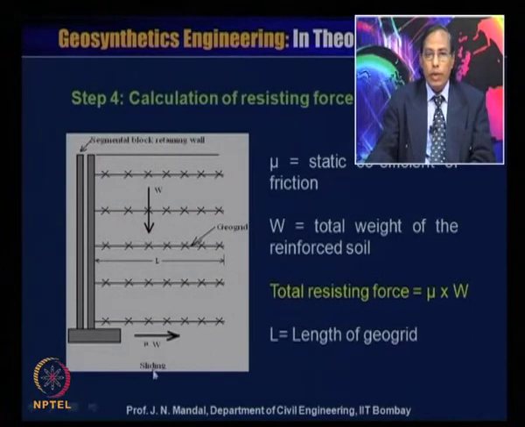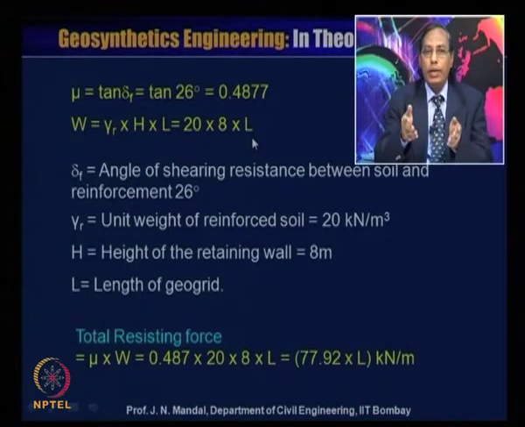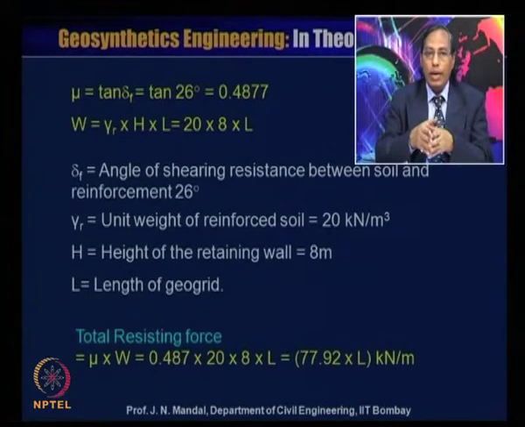Mu is equal to the static coefficient of friction. For W, you need to know the length and the height of the reinforced soil, and the gamma R, the unit weight of the reinforced soil zone. So you can calculate the W value, and then we can calculate the resisting force. You can see mu is equal to tan of delta F. Delta F value is given as 26. So tan 26 is equal to 0.4877. And weight is equal to gamma into H into L, 20 into 8 into L.